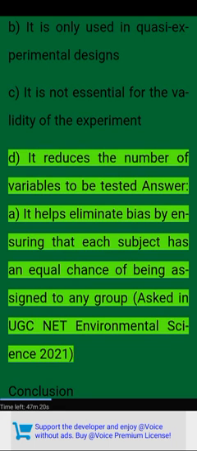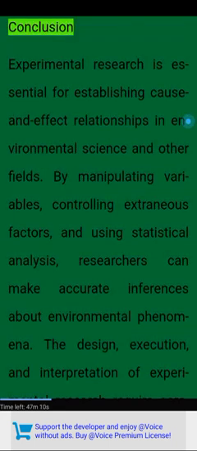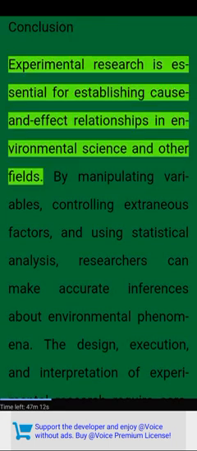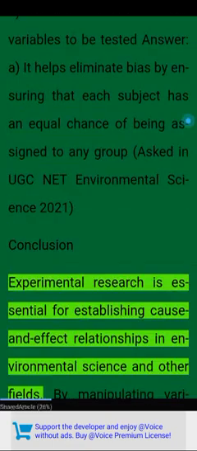D. It reduces the number of variables to be tested. Answer. A. It helps eliminate bias by ensuring that each subject has an equal chance of being assigned to any group. Asked in UGC Net Environmental Science 2021. Conclusion. Experimental research is essential for establishing cause and effect.